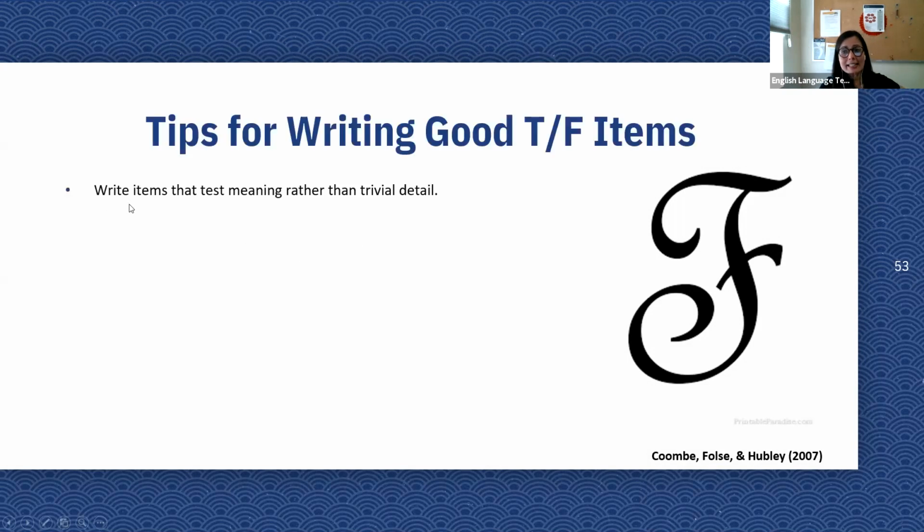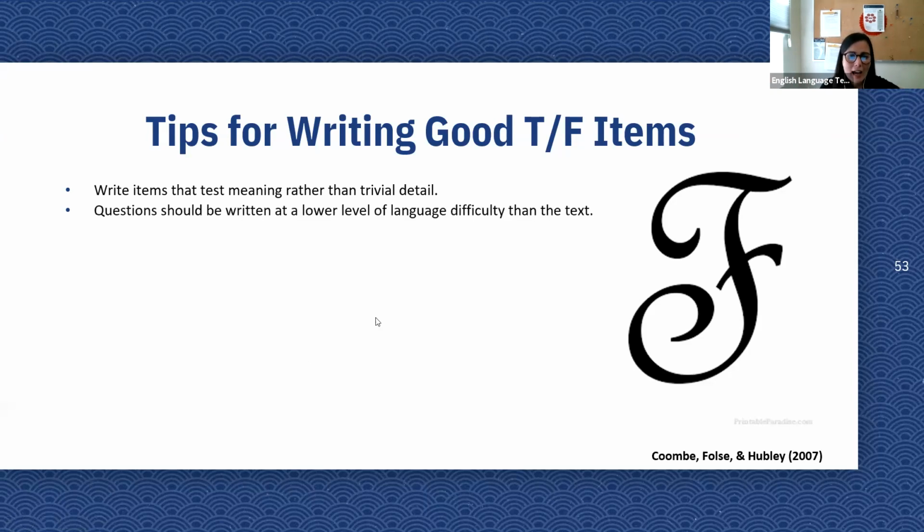This is something that I think it depends, right? If you're doing, for example, a reading test, you want to test for main ideas, and you also want to test for details. So take this and apply it to your context, right?